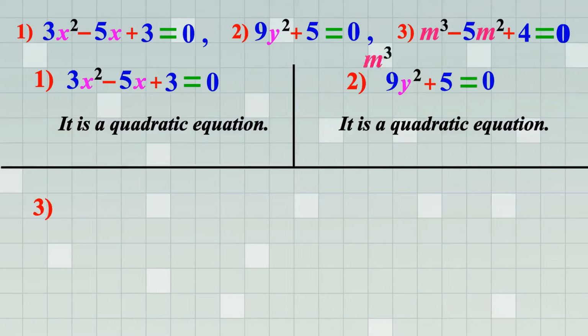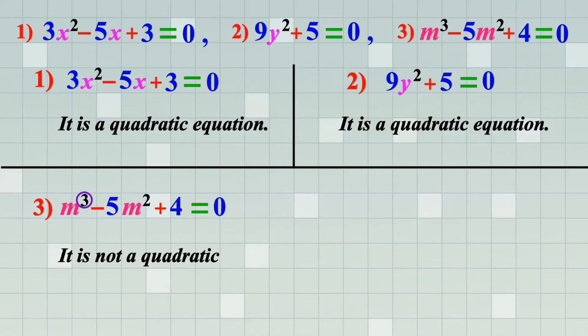Number 3, m cube minus 5m square plus 4 is equal to 0. In this equation, m is one variable. Here the highest index is 3. So it is not a quadratic equation.